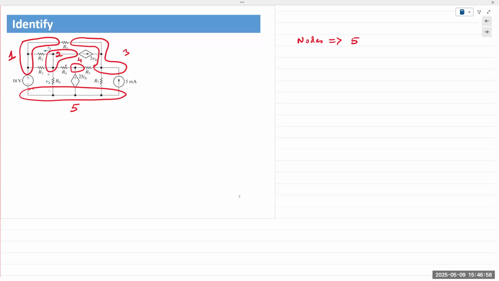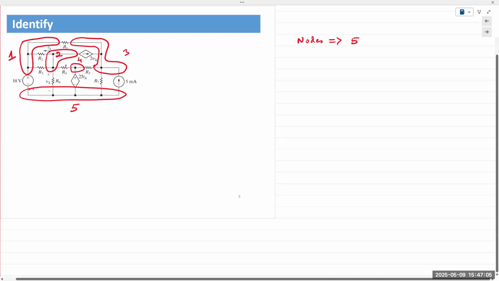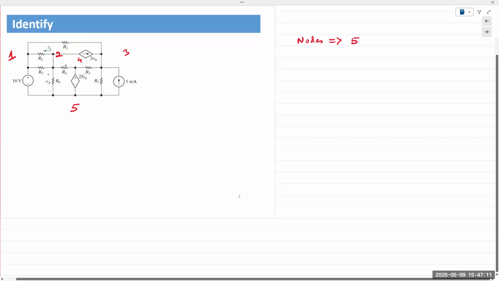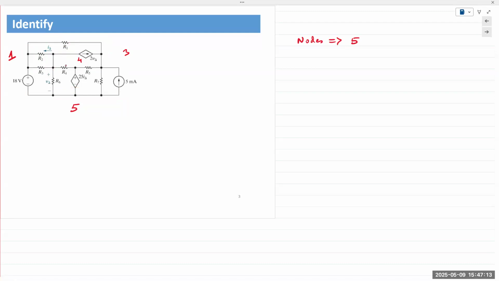Then what I'm going to do is ask you to identify how many loops we see in the circuit. So I'm going to wipe this out. Okay. That's 1, 2, 3, 4, 5. How many loops do we see in the circuit? Actually, instead of a loop, let's first identify the mesh. A mesh is a simple loop.